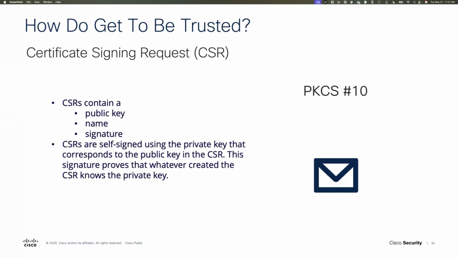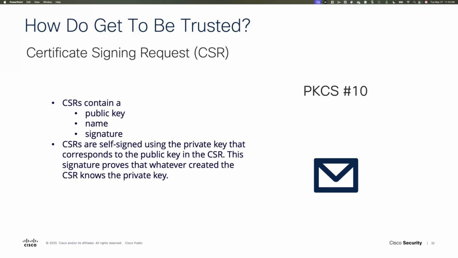So how do I get to be trusted? Well, that's where we're talking about a certificate signing request, which means I want a certificate authority to sign my request, whether it's a public CA or my internal PKI. I want them to say, yes, I've checked the validity of this identity and it is correct, and it is now secure communications. So the CSR contains a public key that's automatically created by the entity that's creating the request, the name and the signature.